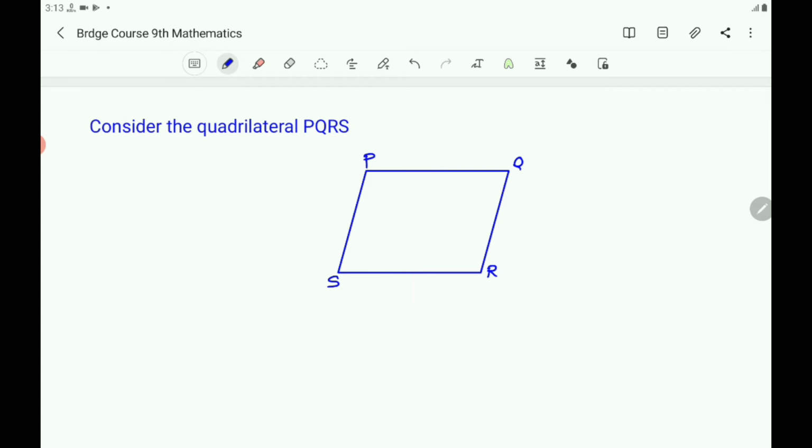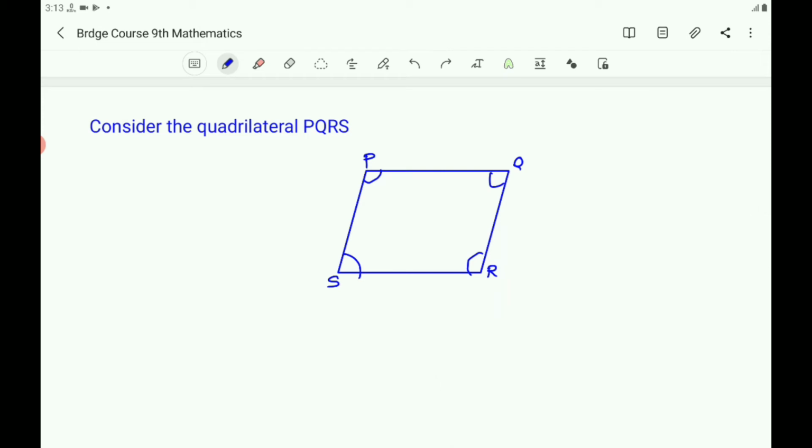And which are the 4 angles? Angle P. Angle P means angle SPQ. And angle Q. Angle Q means angle PQR. And angle R means angle QRS. And angle S means angle PSR or RSP. These are the 4 angles of the quadrilateral PQRS.